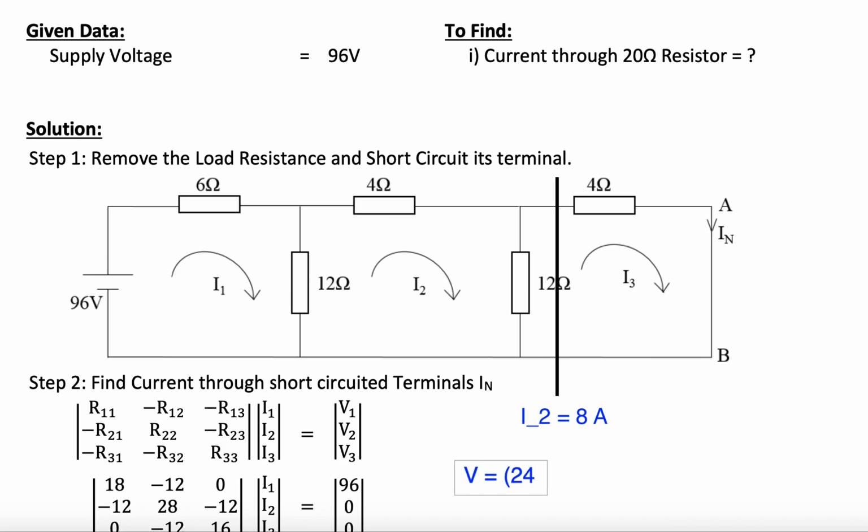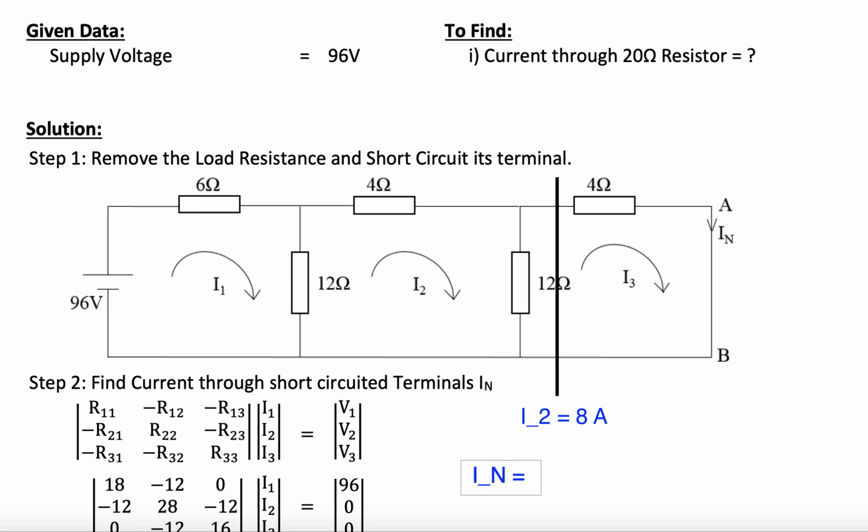24, 8, 12 parallel 96 by 20, 48 by 10, 24 by 5. So 24 by 5. Why do you need to convert that into a voltage source again? No need to convert. Why? Because you can directly find the IN by using current division.